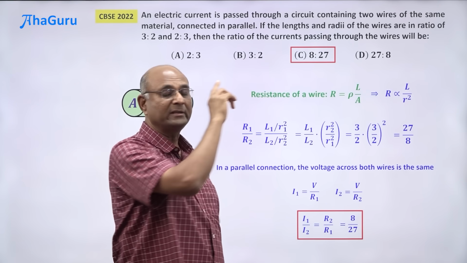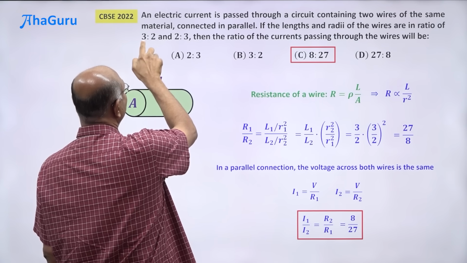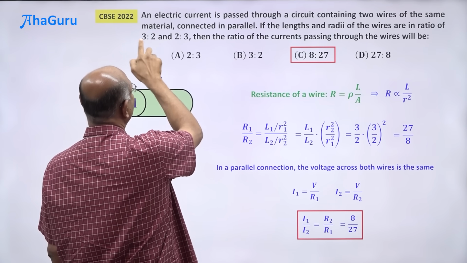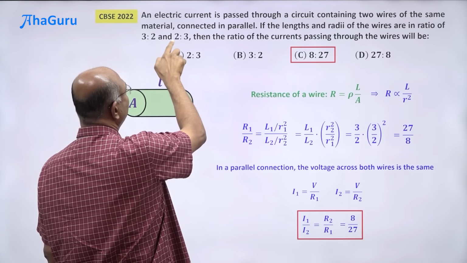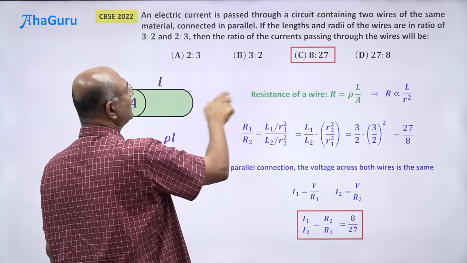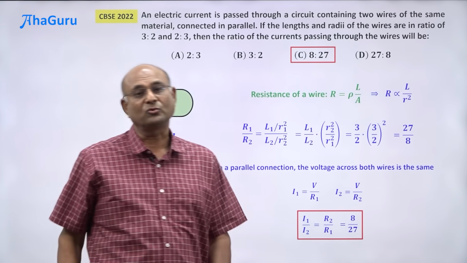So therefore the answer to this question is the ratio of the currents will be 8:27. So if the ratio that was given is 3:2 and 2:3, the first one to the second one is 3:2. First one to second one radius ratio is 2:3. Then first one, second one ratio of currents will be 8:27.